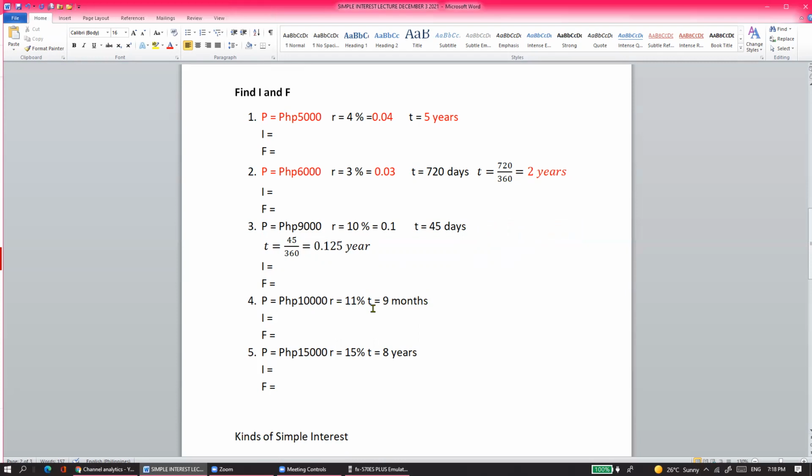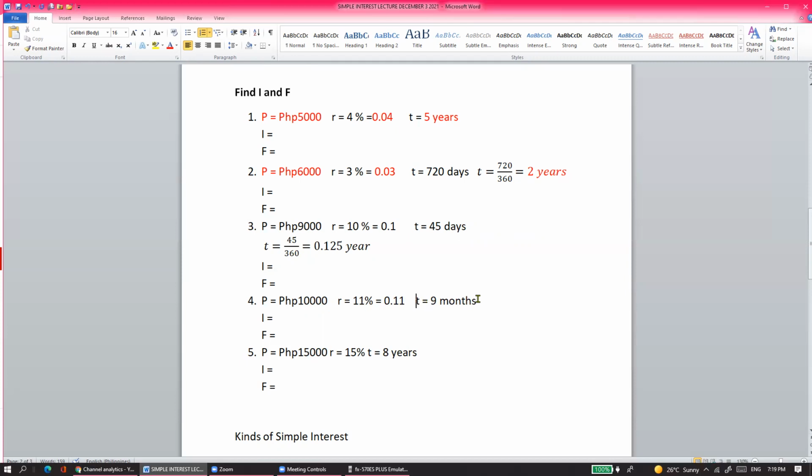We have 9 months for the time. And rate of interest is 11% while principal is 10,000 pesos. Again, we have to convert the rate of interest into decimal. So if I have to convert it, the 11% will be written as 0.11 because I need to move the decimal point twice from right to left. Nanggaling yung point sa dulo ng 11, right after the last digit na 1. So makakakuha tayo ng 0.11.